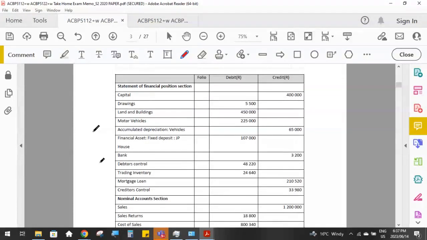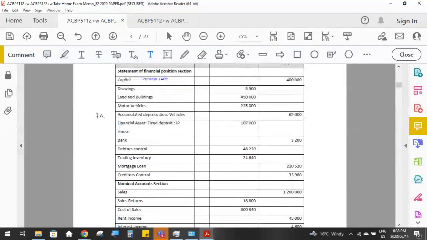Okay, so let's have a look at the accounts that they've given us in our pre-adjustment trial balance. We've got capital and drawings, so we know that those two accounts are our proprietary accounts. Capital minus drawings equals owner's equity. Those two belong together. Then we've got all of our non-current asset accounts, land and buildings, and motor vehicles, and the account that is married to the motor vehicles asset account is the accumulated depreciation vehicles account.